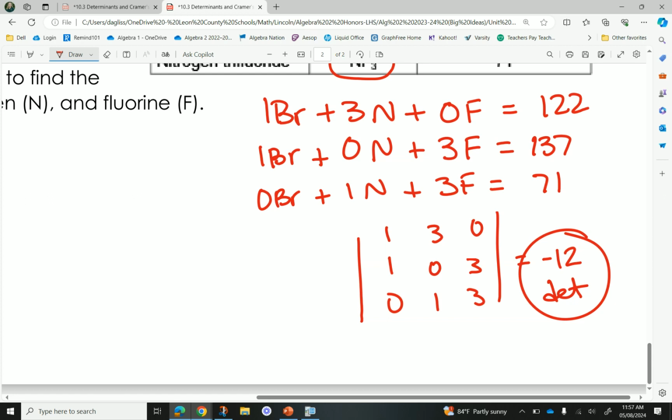So now we need to find bromine, nitrogen, and fluorine on their own. You do one, have someone close by do a different one, and we will bring all of our answers together. Make sure you and your neighbor do 2 different ones.